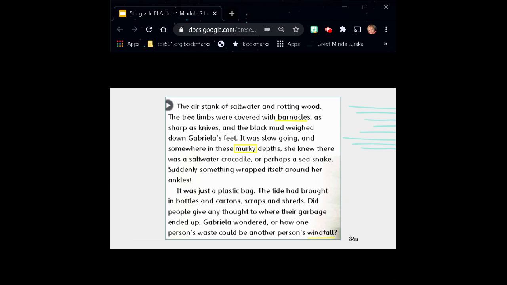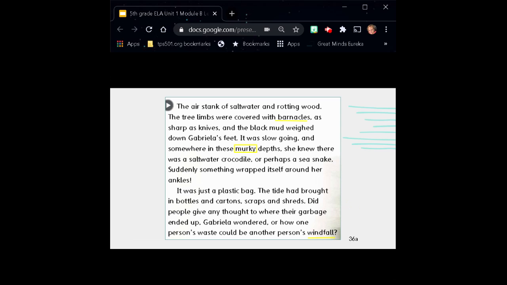The tide had brought in bottles and cartons, scraps and shreds. Did people give any thought to where their garbage ended up? Gabriella wondered. Or how one what person's wasted could be another person's windfall?